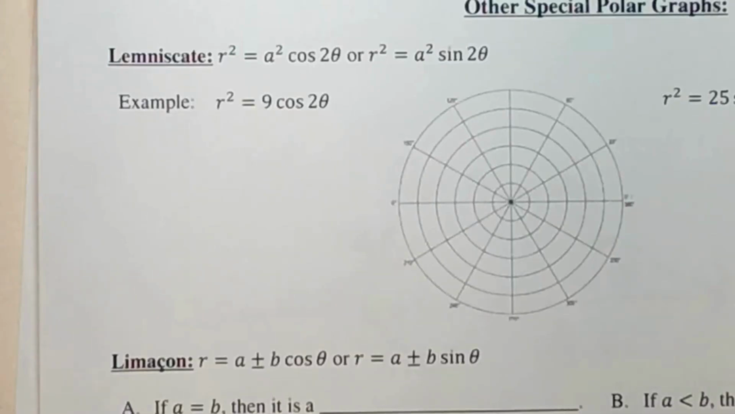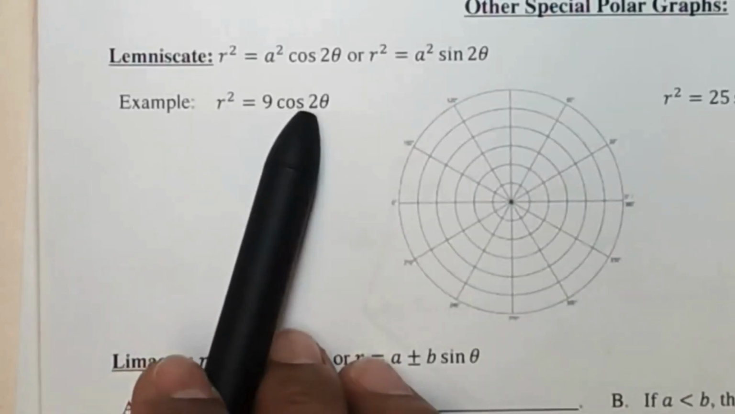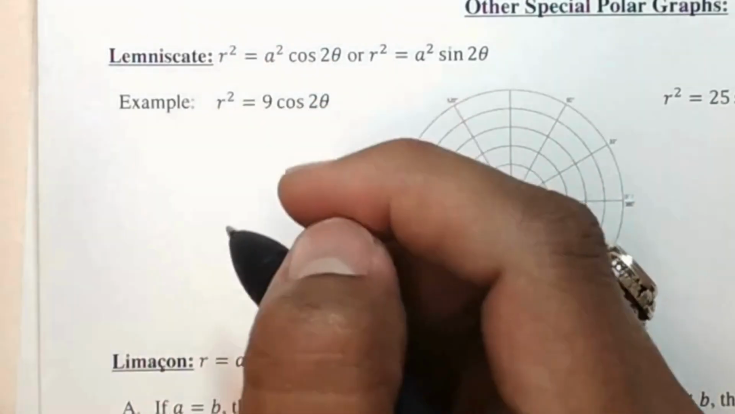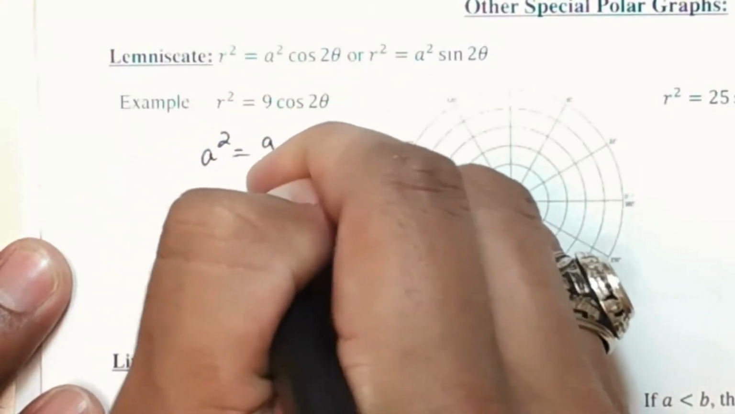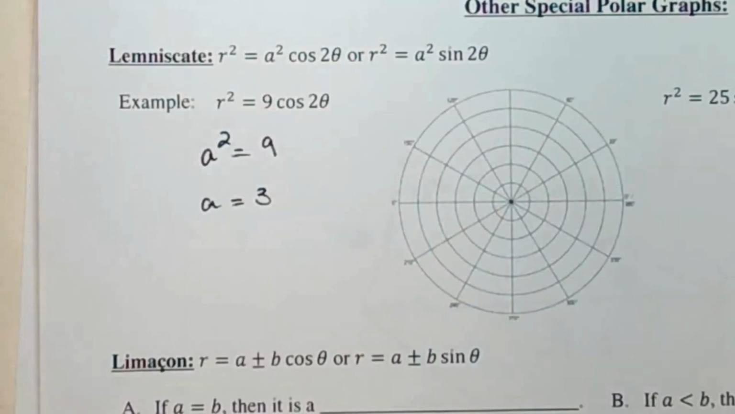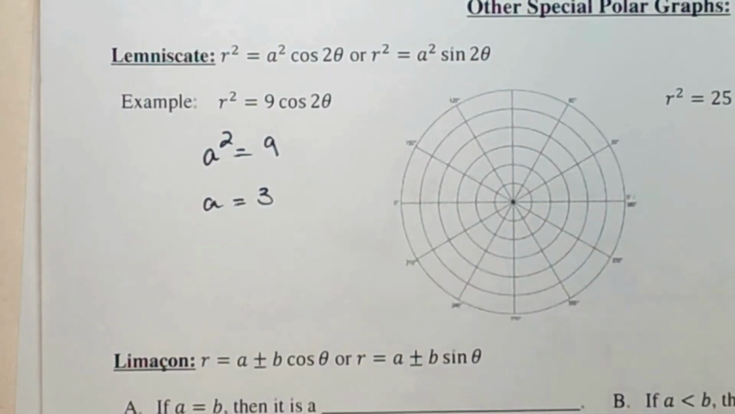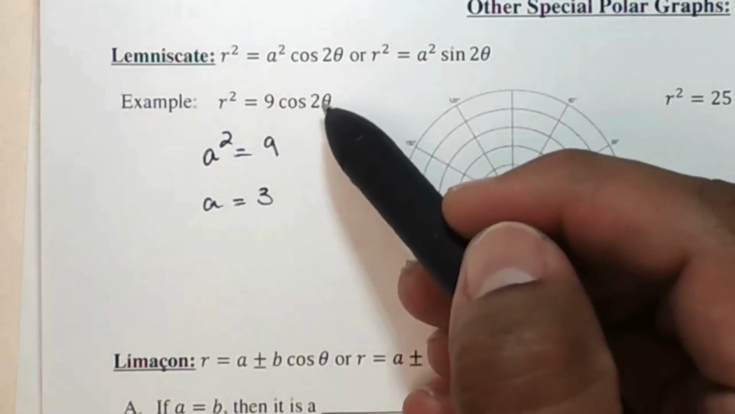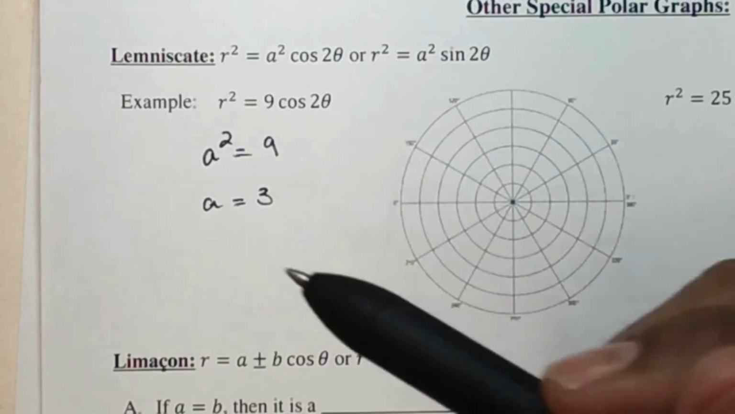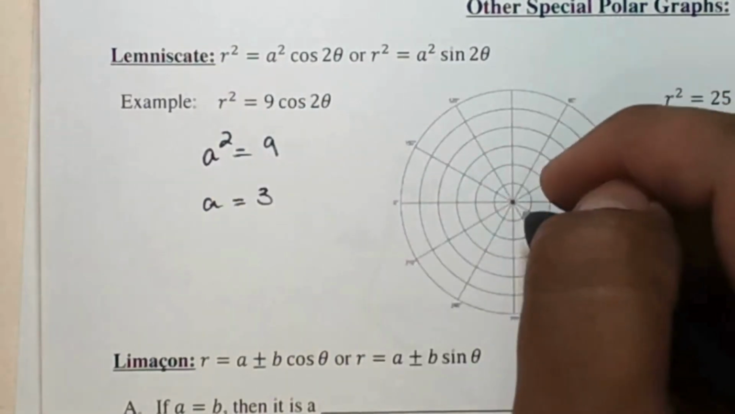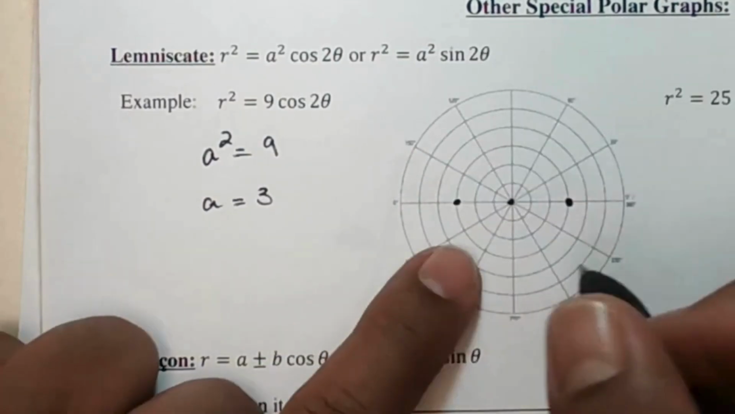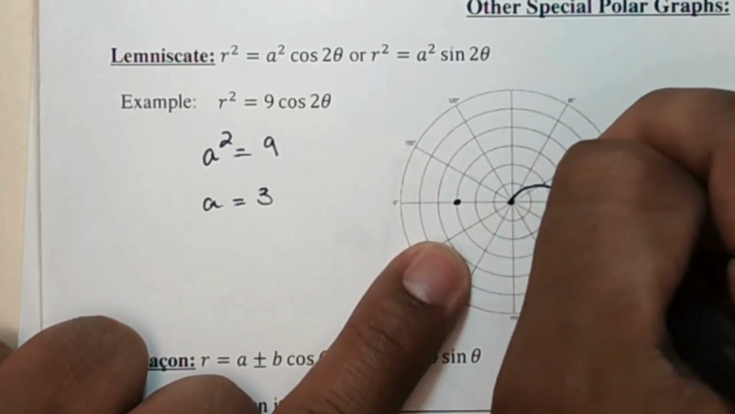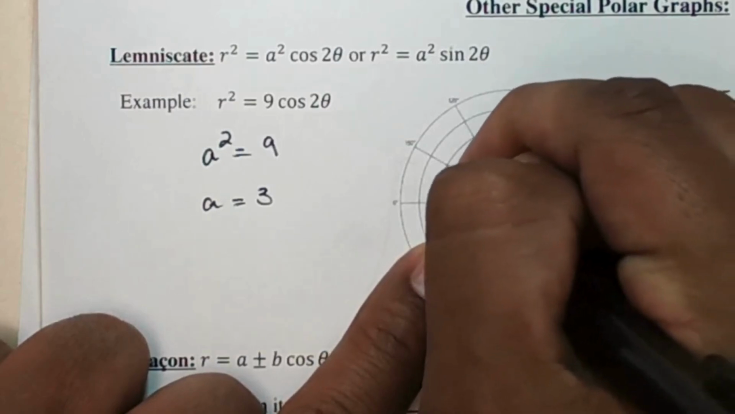So notice on this first one, again, we have r squared, we have a perfect square, and we have cosine 2 theta. And again, it's always 2 theta. So a squared, in this case, is 9. So that means a is 3. So a is going to be the length of our petal. So since this is cosine, we're going to draw this on the x-axis. And if you think about it, 2 theta, we'd have 4 petals, but since it's a lemniscate, since it's r squared, what we only end up having is 2 petals. So what we're going to have is a petal of length 3, and it almost looks like an infinity symbol.